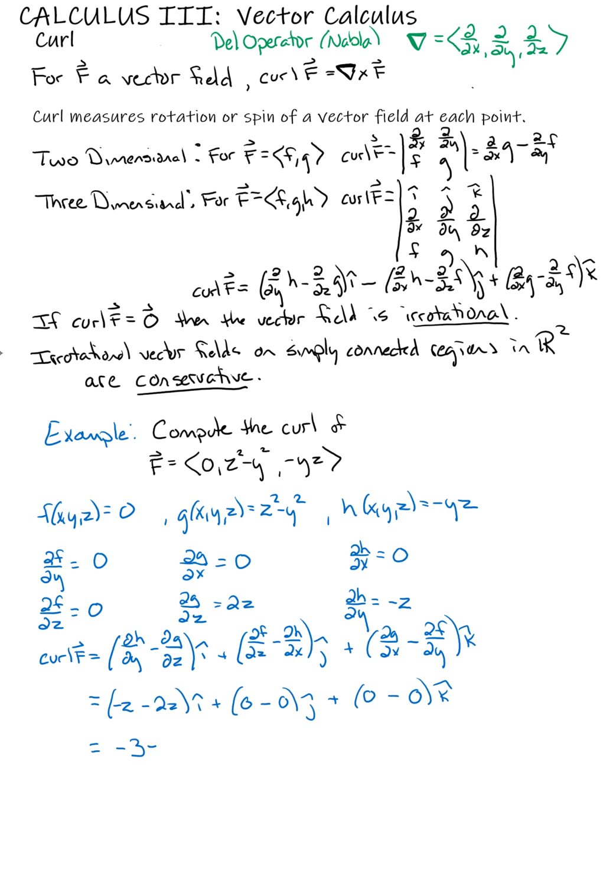simply negative 3z for the i component. Don't forget, you could write this as negative 3z, comma 0, comma 0. And there is the curl of f.